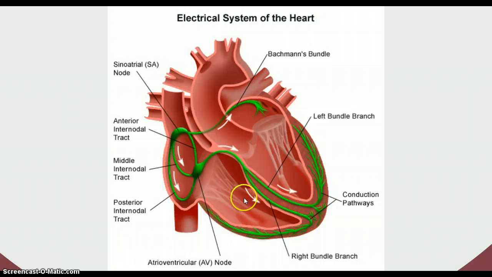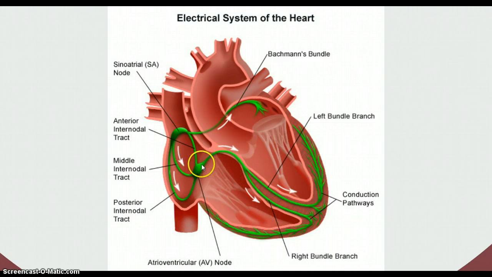So here's your sinoatrial node. It'll send an action potential down in these directions, where the arrows are. And that action potential allows your atria to contract. And then after that, there's your atrioventricular node right here. It kind of delays it so that your atria can contract before your ventricles contract.